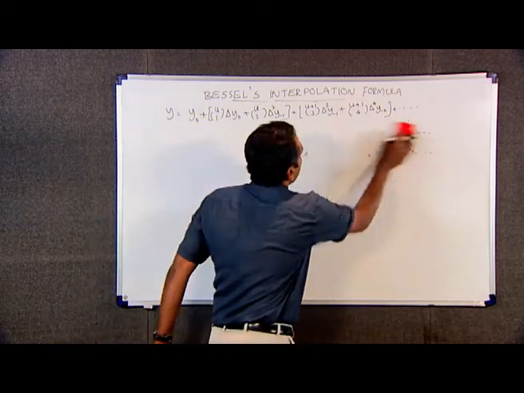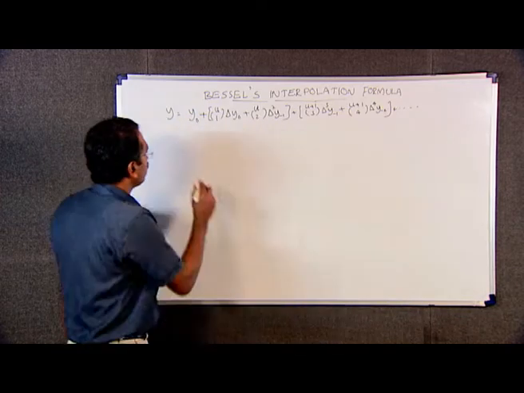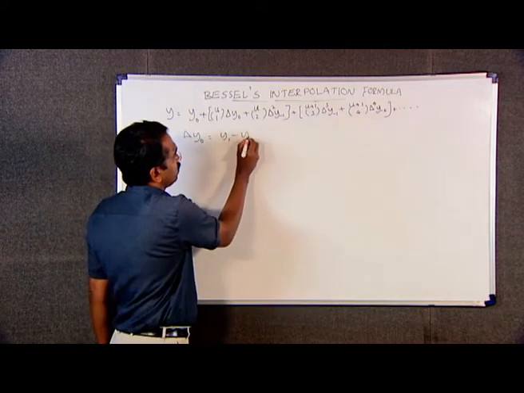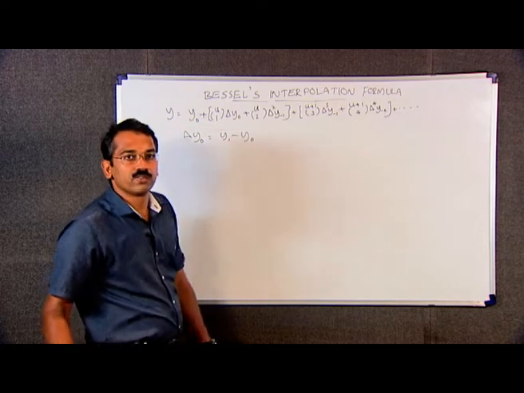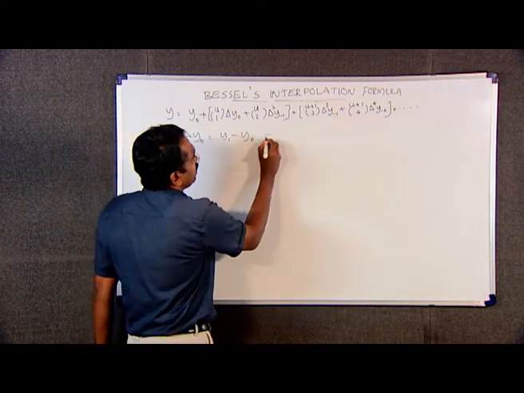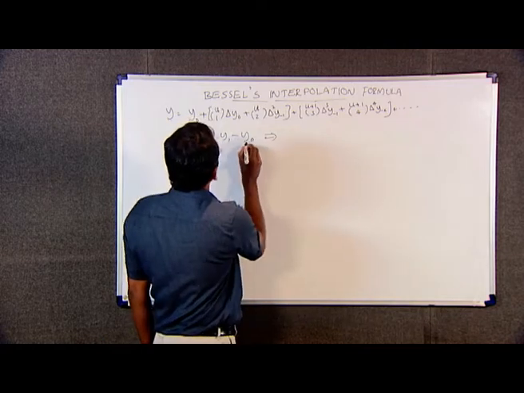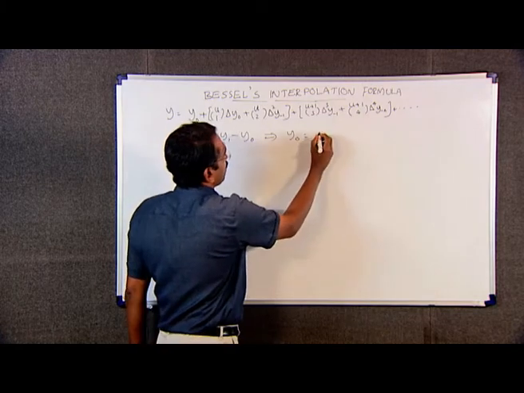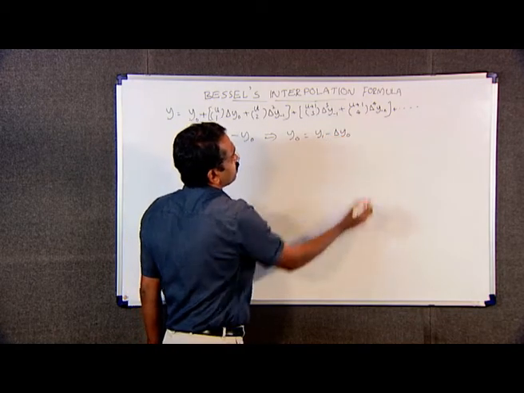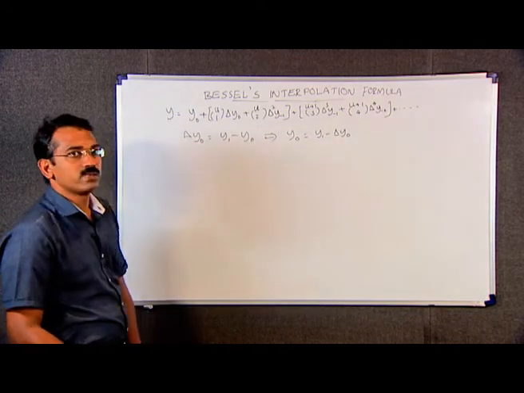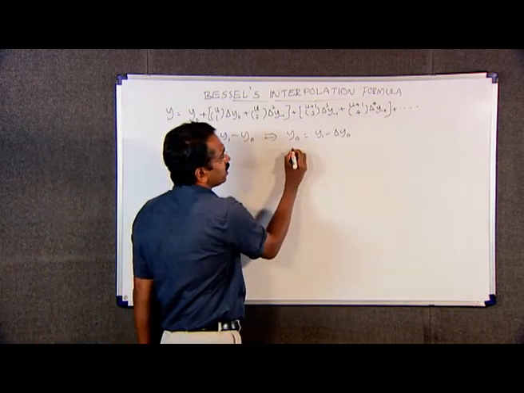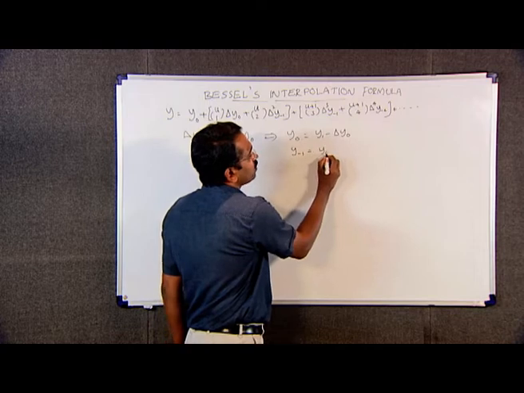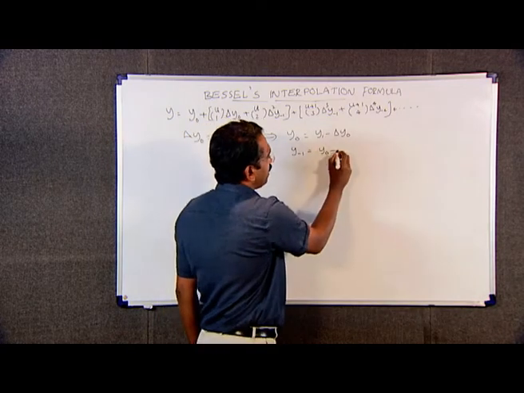Now, we know that delta y0 is equal to y1 minus y0, that is the forward difference. From this we can write y0 as y0 equal to y1 minus delta y0. Similarly, we can write y minus 1 as y minus 1 is equal to y0 minus delta y minus 1.